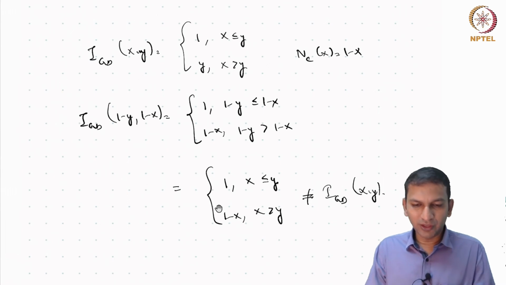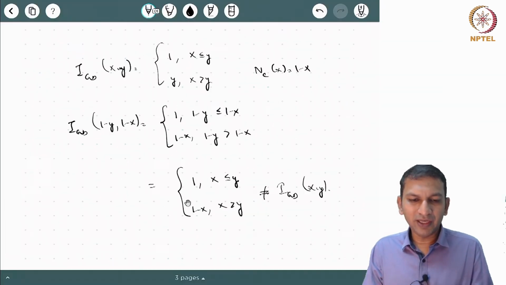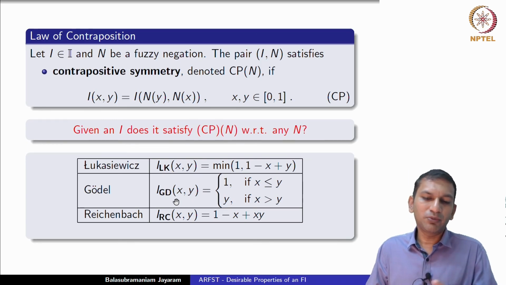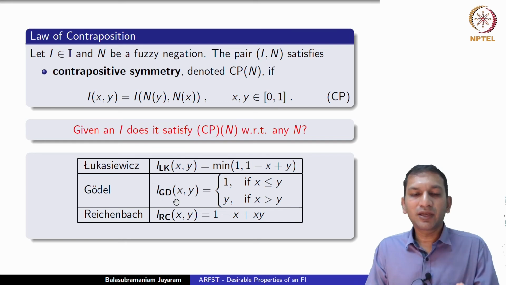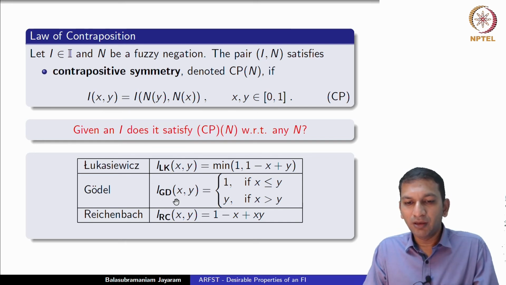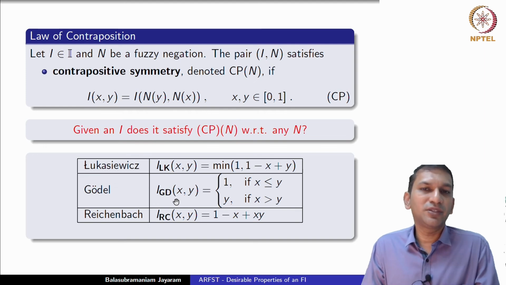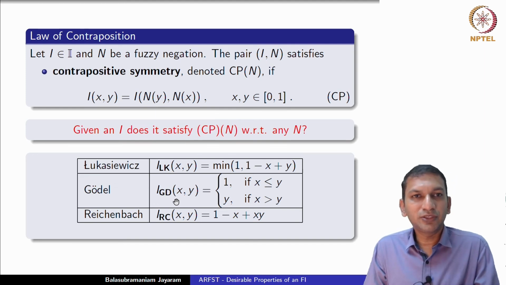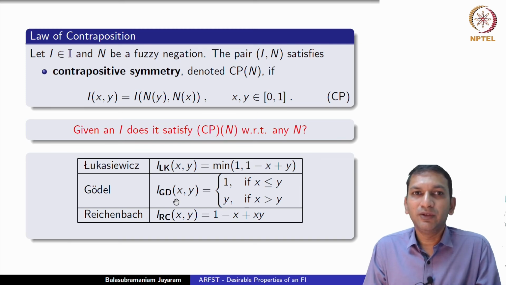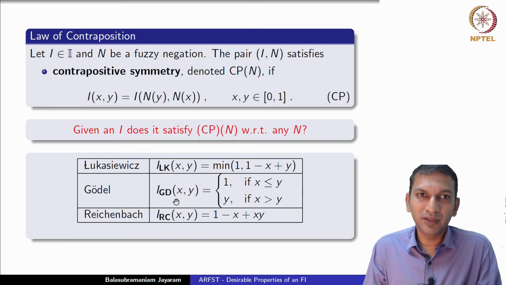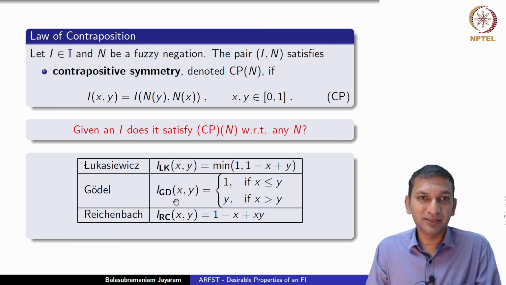So what we have shown now is that the Gödel implication does not satisfy contrapositive symmetry with respect to the classical negation 1 minus x. But perhaps there is some other negation with respect to which it does satisfy the contrapositive symmetry. Can we say no, there does not exist any negation with respect to which it satisfies contrapositive symmetry? Or if we say there does exist, how do we say that? And if there does exist a negation with respect to which it satisfies CP, how do we find that out?